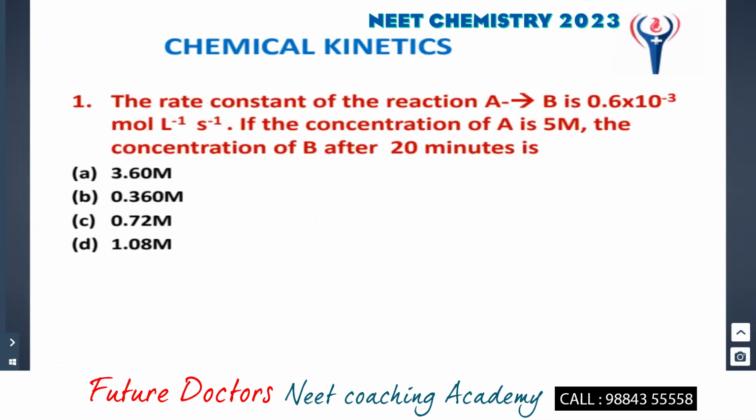The rate constant of the reaction A gives B is 0.6 into 10 power minus 3 mole per liter per second. Understood? If the concentration of A is 5 molarity, find the concentration of B after 20 minutes. That's the question. Okay. So here, first of all, you should know what kind of reaction it is, first order or zero order. From the unit only we can identify.